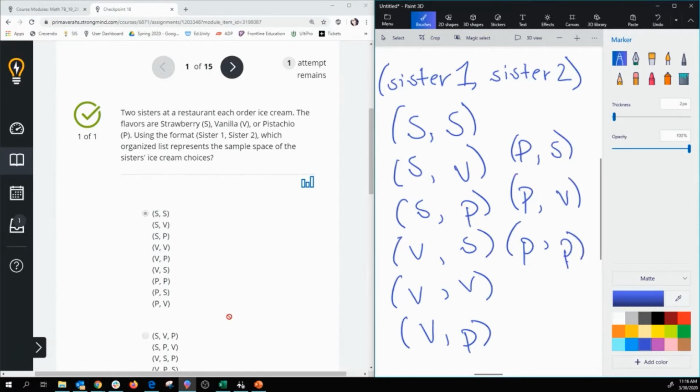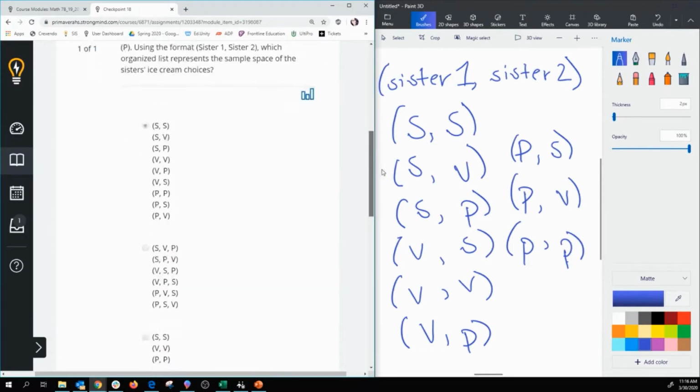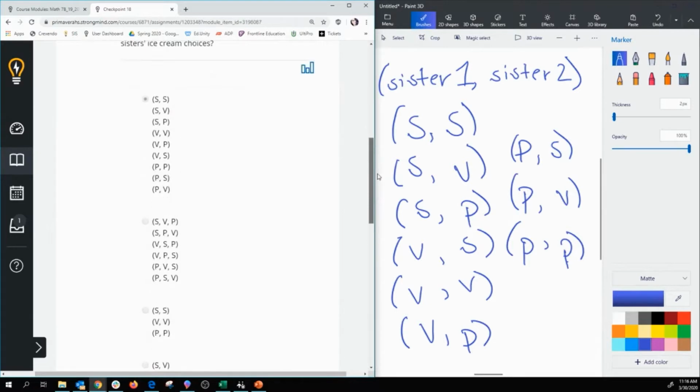So we're looking for the list that has 9 options. And there's 3 S's, 3 V's, 3 P's all at the beginning. And then there should be different SVP on the end. I think there's only one that's like that. Yes.